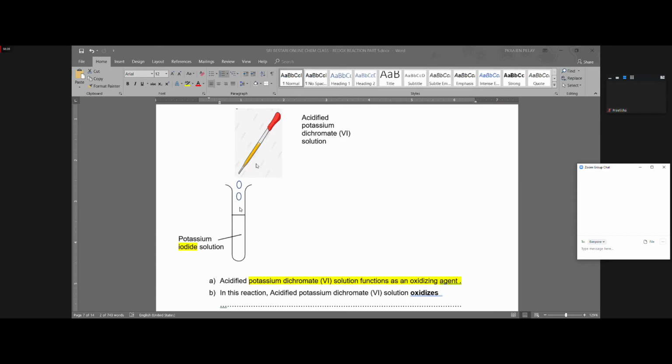How do you know when it happens? You have to see at the surface here. Sometimes you have to warm this test tube, then you can see it faster. Okay, it will change color from orange to green. You can see at the surface here.